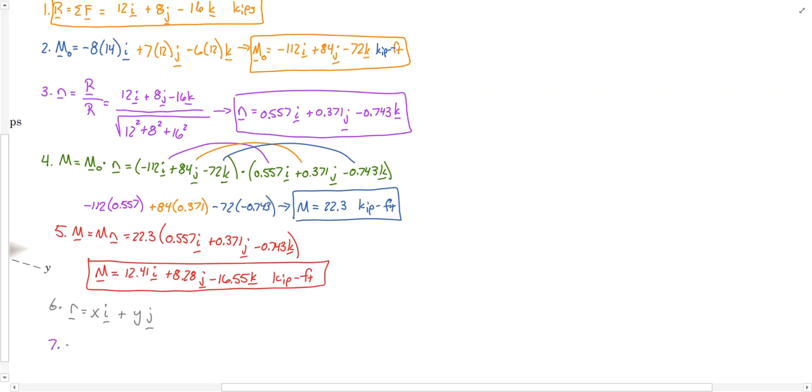So step 7 is M_O is equal to R cross the resultant plus our wrench. And let's substitute. So M_O, we have a minus 112 in the i, plus an 84 in the j, a minus 72 in the k. And that's equal to xi plus yj, and we're going to cross that with the resultant, which is 12i plus 8j minus 16k. And then we're going to add to that the moment we just wrote.